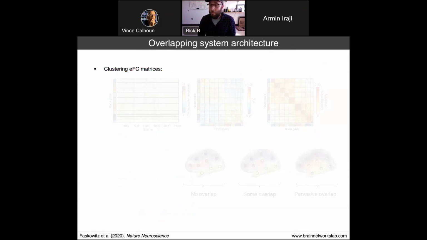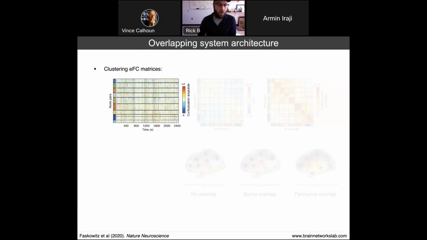So how can we inform this debate? How can we contribute here? Well, we can cluster edge functional connectivity, and I'm going to show you some examples of this. So here are edges, the edge time series reordered by cluster. Here's the edge functional connectivity matrix, again reordered by, I chose 10 clusters here.